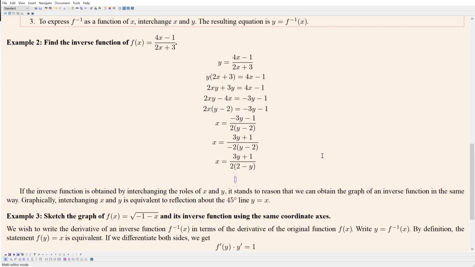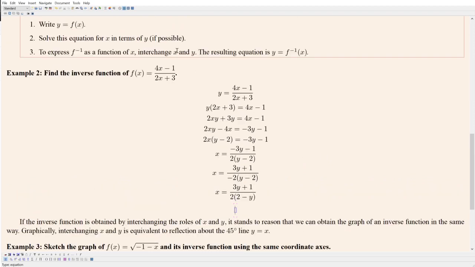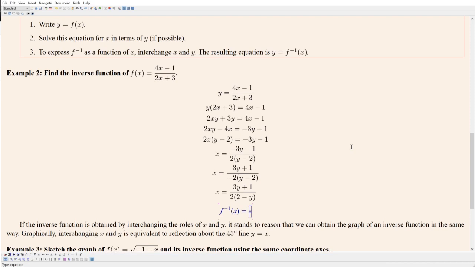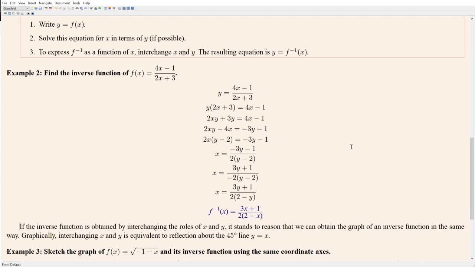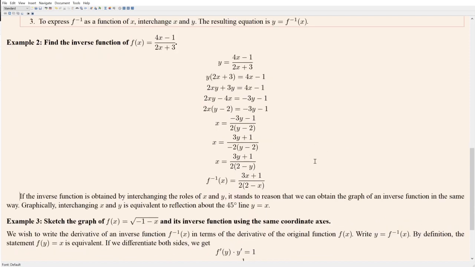So then finally, to express the inverse as a function of x, we just interchange the roles of x and y. So this becomes, or rather, let's just write it like this: f inverse of x equals 3x plus 1 over 2 minus x, like so. Okay? So there we go. Constructing inverses is equivalent to solving equations. Those are the same operation.